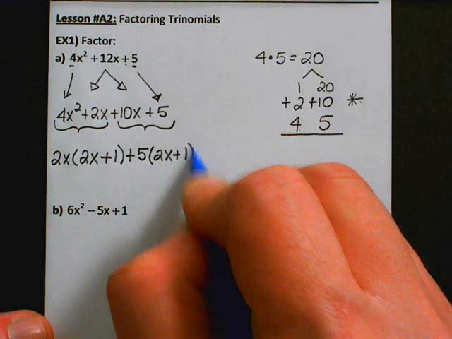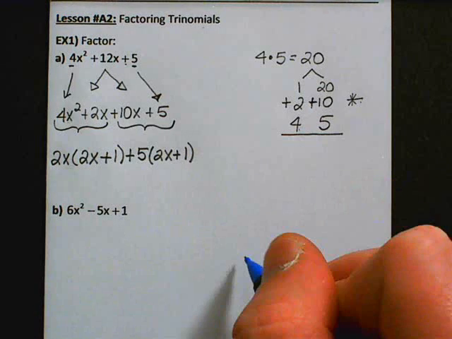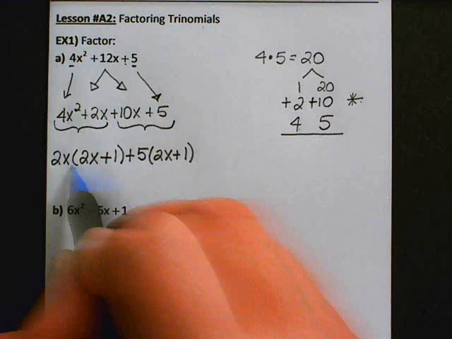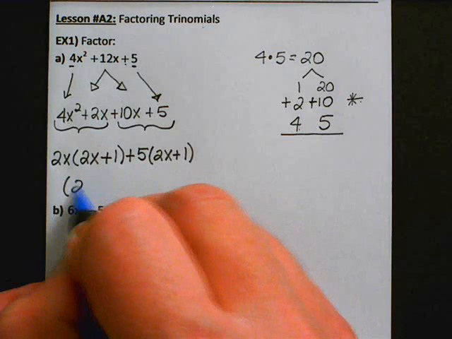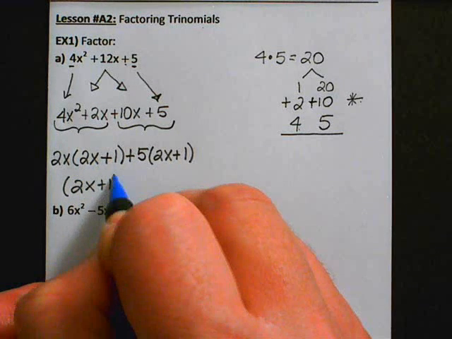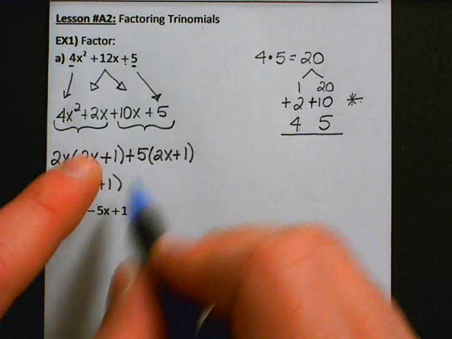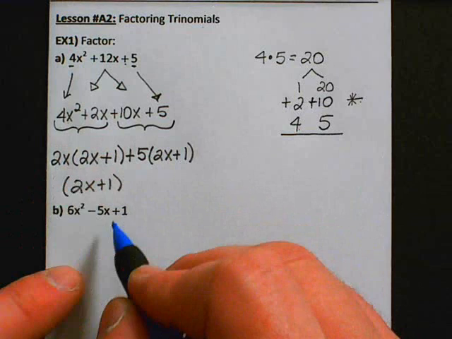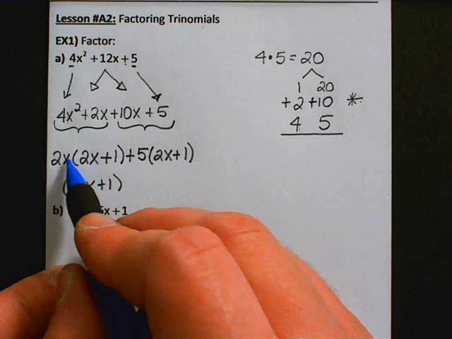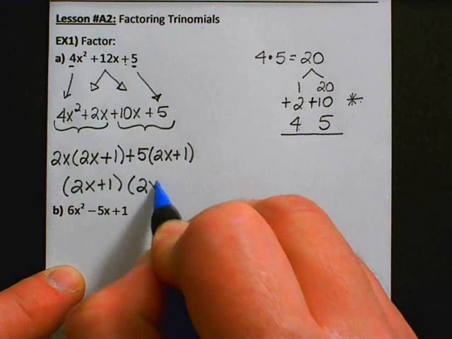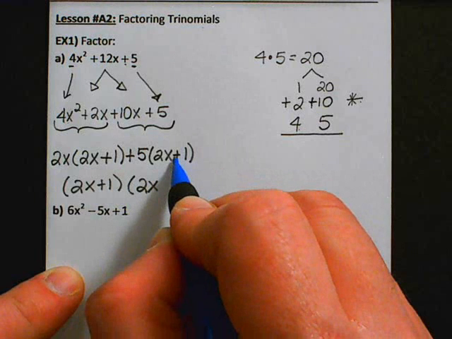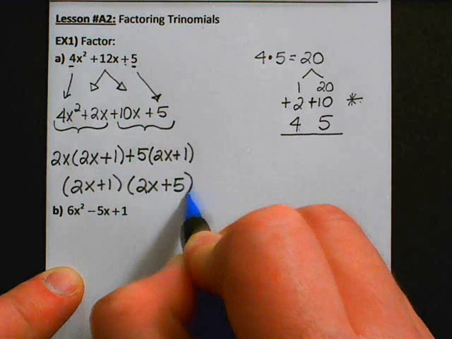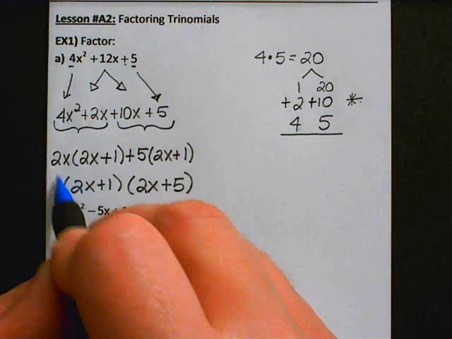Alright, now that I have that, these are two terms, what do they have in common? They have in common 2x plus 1. And if I remove the 2x plus 1 from both terms, what am I going to have left? Well, if I remove the 2x plus 1 from the first term, I'm going to have 2x. And if I remove 2x plus 1 from the second term, I'm going to have plus 5. And so there you have the answers for this factorization.